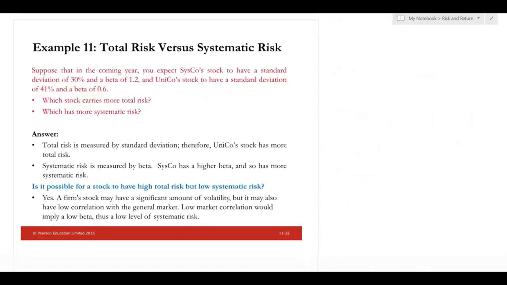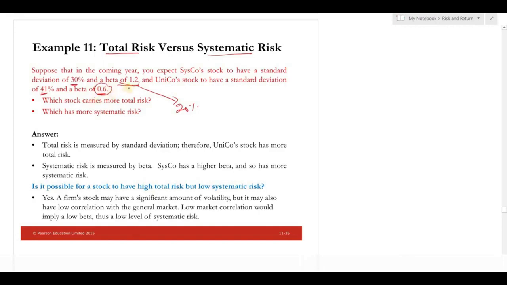So this slide actually helps you to differentiate between total risk versus systematic risk. Suppose that in the coming year you expect Cisco stock to have a standard deviation of 30%, so that is total risk, and a beta, market risk, of 1.2. 1.2 means this is 20% more risky than the market, okay? And Unico stock to have a standard deviation of 41% and a beta of 0.60. So it means this is 40% less risky than the market, okay?